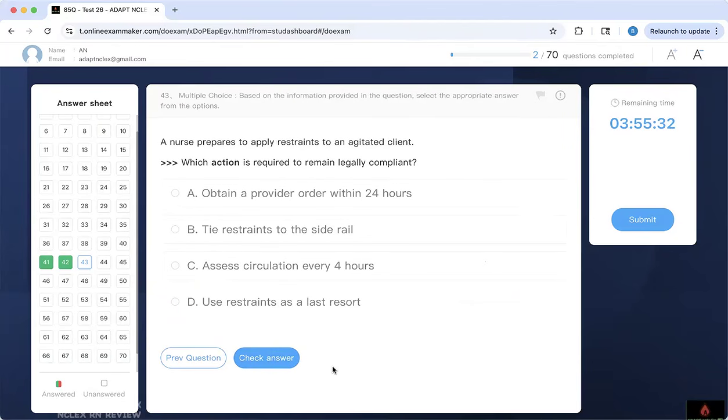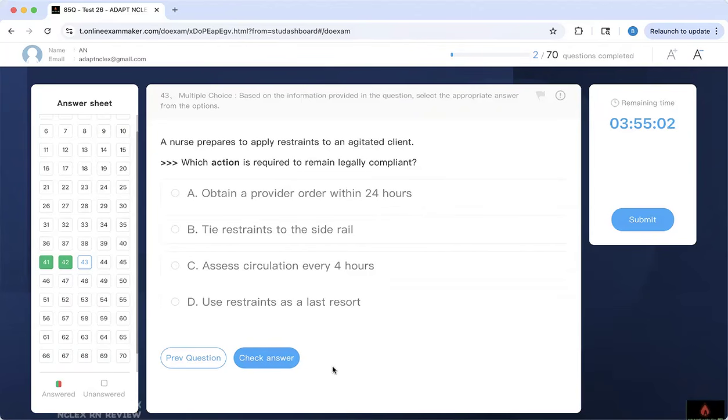A nurse is prepared to apply restraint to an agitated client. Which action is required to remain legally compliant? Obtain a provider order within 24 hours, tie the restraint to the side rail, assess circulation every 4 hours, use restraint as a last resort. Which one will make this legally compliant? Pay attention to the big words in the question. Pick your answer and let me know.